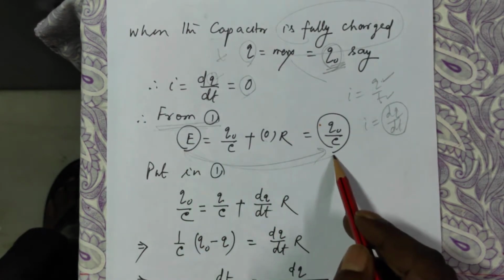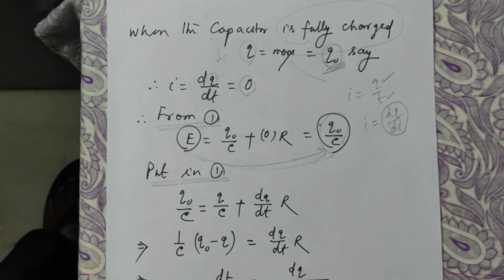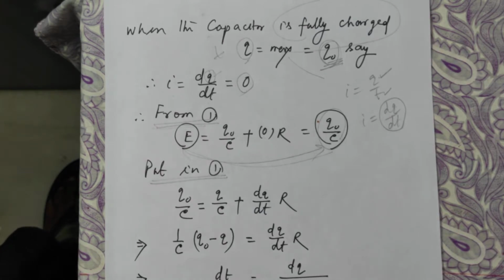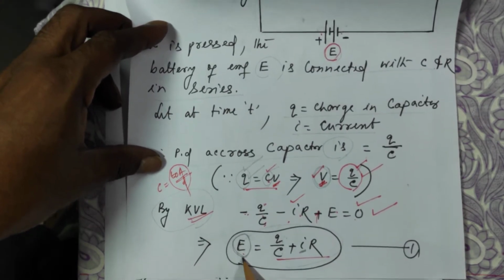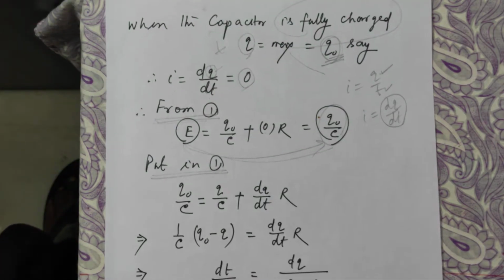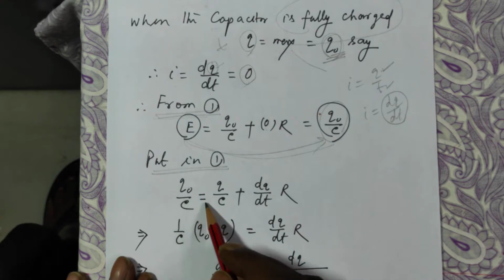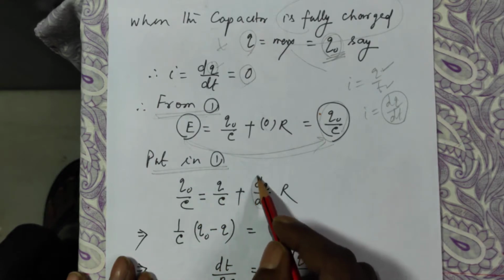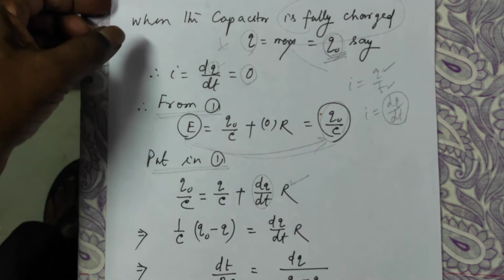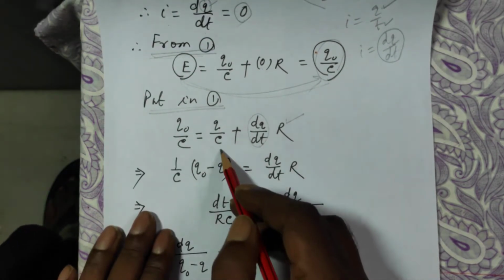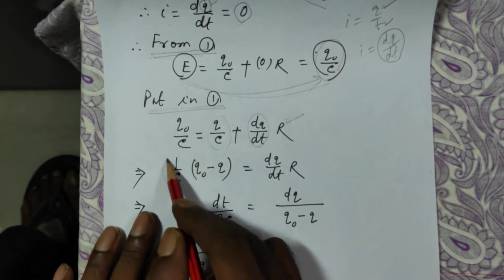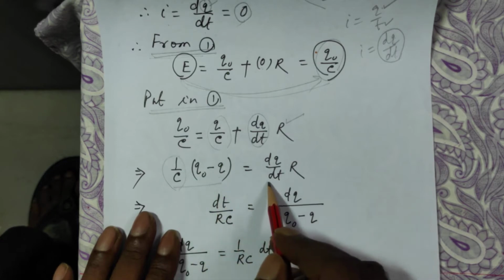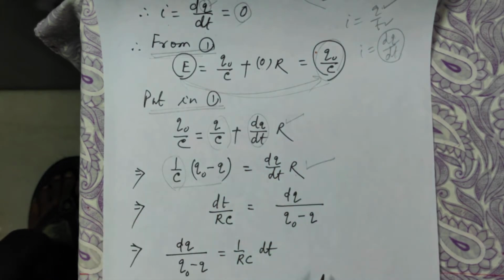Now put this value of E, Q naught over C, in equation 1. E is equal to Q naught over C, which is equal to Q by C plus dQ by dt into R, because this is current into R. Now bring this Q by C to this side. With C in the denominator, 1 by C is taken common, left with Q naught minus Q. On this side is dQ by dt into R.